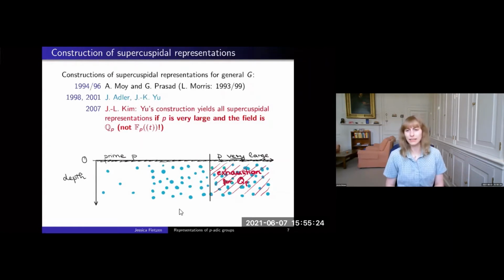But you might wonder, does this have to use the local Langlands correspondence? No, this has nothing to do with it. This result is just representation theoretic. Local Langlands comes afterwards. If you want to write down the local Langlands correspondence explicitly, you use Yu's construction to do so. But Yu's construction and the exhaustion come first. That's just representation theoretic. Good question.